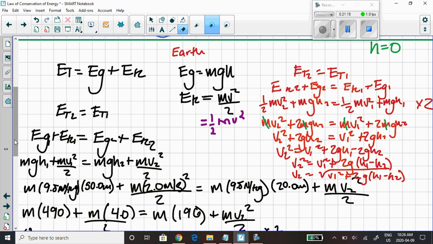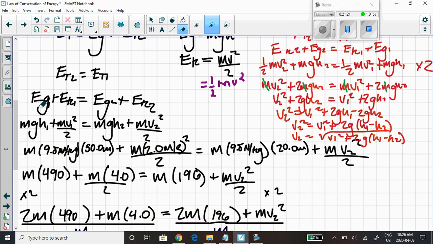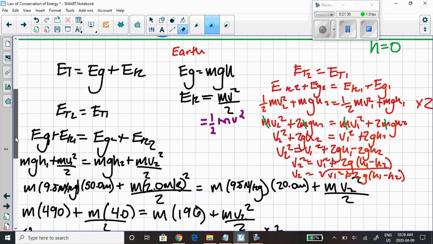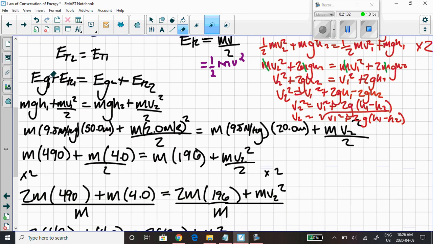Next, I'm now going to write out the equations for each of these. That's why I reviewed them just a few moments ago right here. I'm going to write out the equations. So there we have it. I'm writing out the equation for gravitational potential energy at height 1. I'm writing out the equation for kinetic energy of the object at height 1. Right? These are all ones, height 1, speed 1.